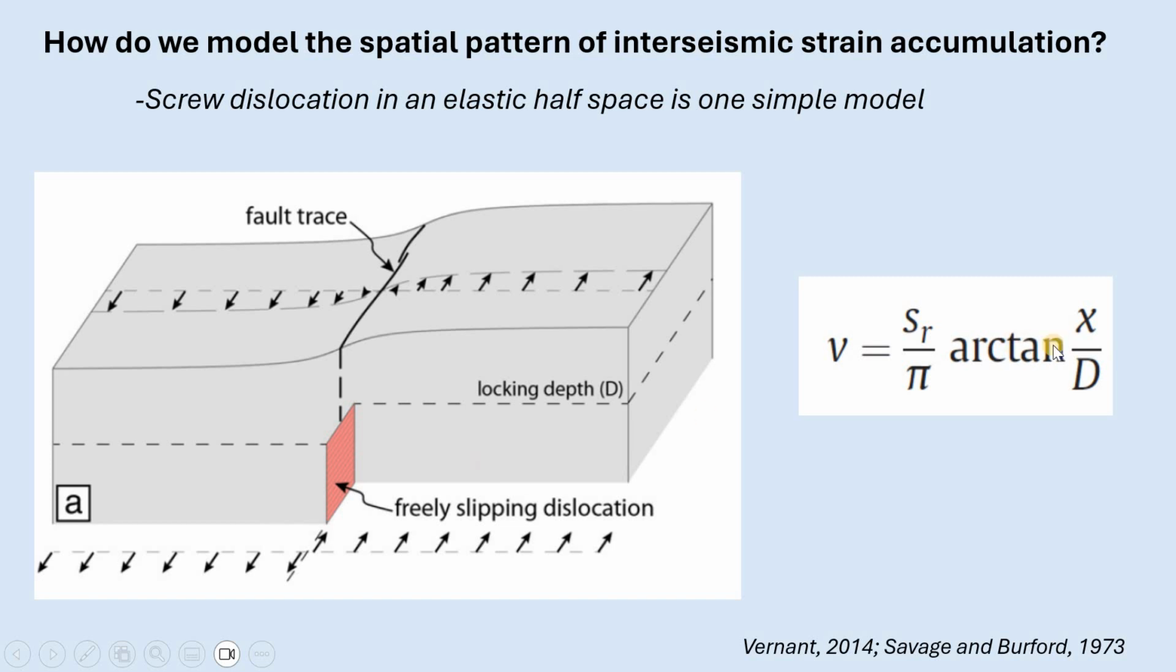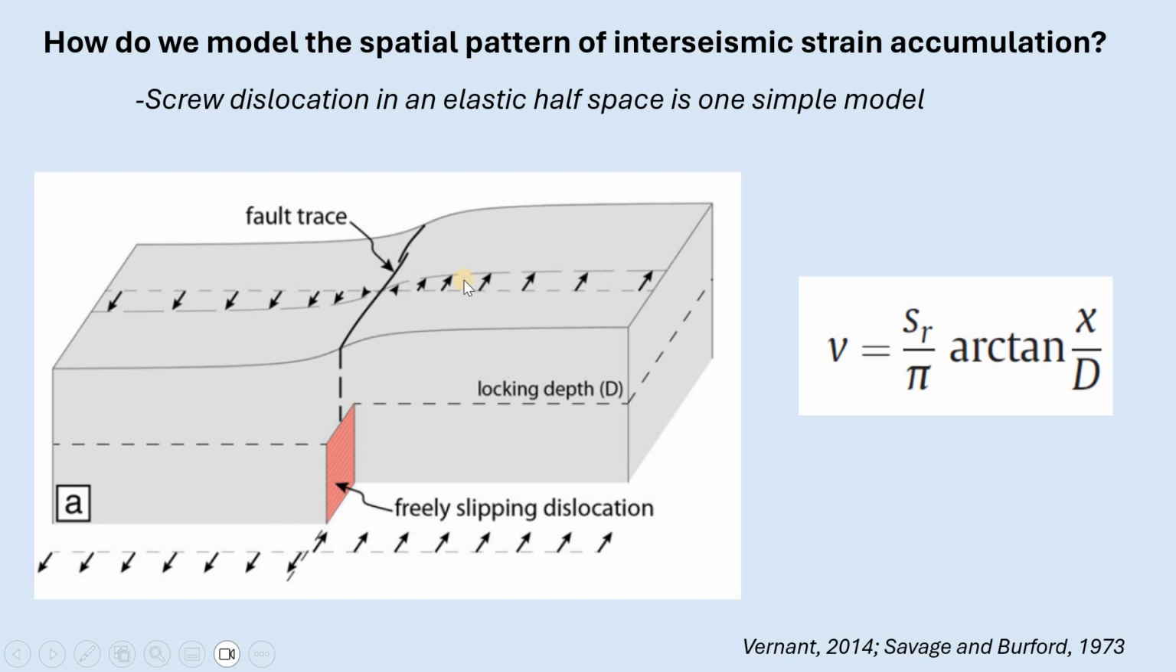So what does this model predict? How is it structured? Here's its mathematical formula. It proposes that the velocity parallel to the fault, so that's these arrows right here, is given by the slip rate at depth, that's the plate rate, divided by pi, times the arctan of x over d, where x is the perpendicular distance away from the fault, and d is the locking depth.